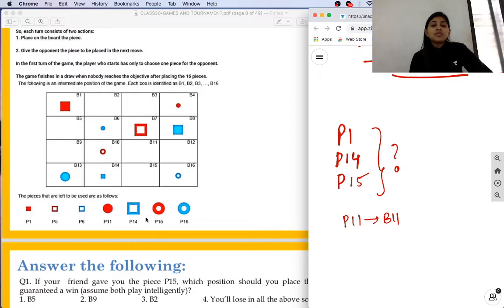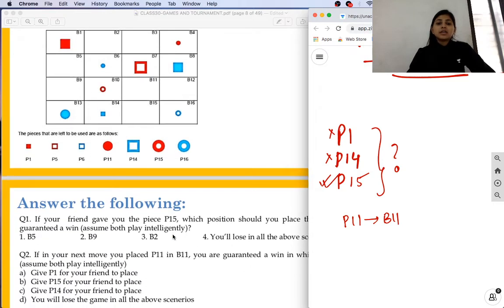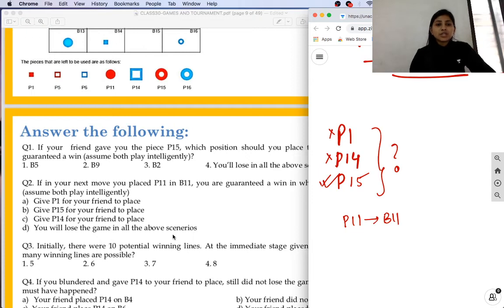But if you give him P14 to place, he will place it in B15 and win the game, all blue. Or if you give him P1 to place, he'll place it in B2 and win the game, all small. So in these two scenarios, you will definitely lose. But if you give P15 to your friend to place, you might win the game. The answer is option C. Correct. Okay, option B, P15 is option B. That's correct, Risha. Next question.